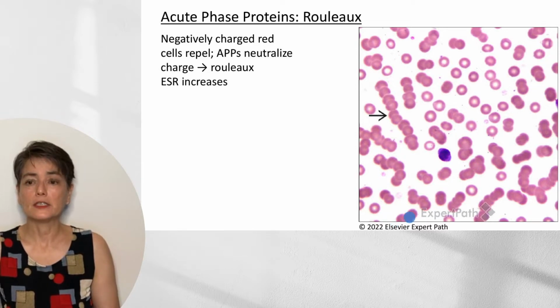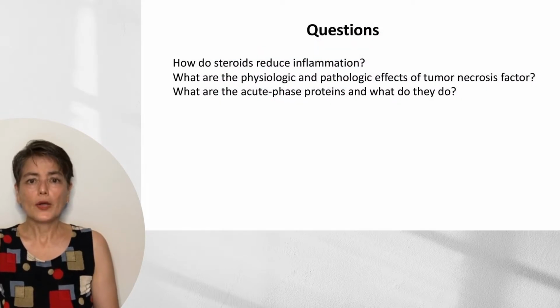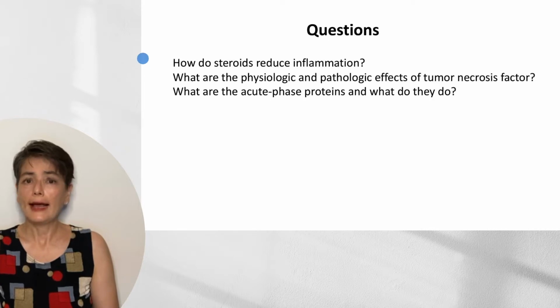Okay, so I'm just going to finish with a few questions to see your understanding of the material. How do steroids reduce inflammation? What are the physiologic and pathologic effects of tumor necrosis factor? And what are the acute phase proteins and what do they do?